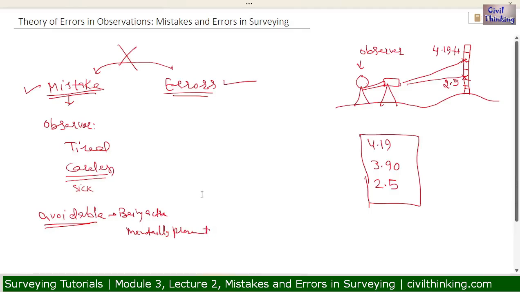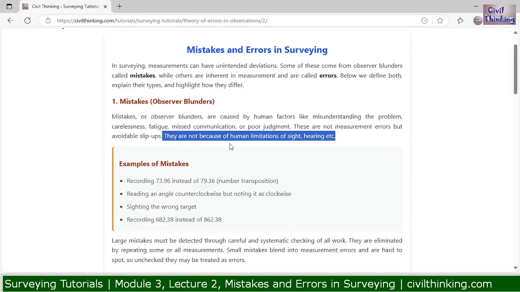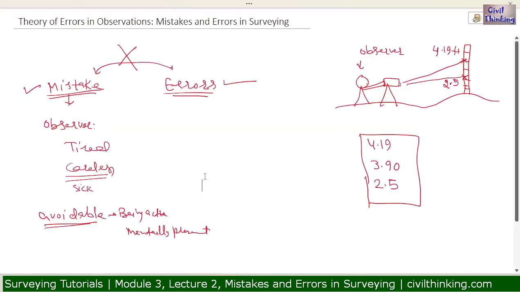So let's continue. The thing which I told you, they are not because of human limitations of sight. Now this is important, let me tell you. For example, originally it was 3.19 feet, but he thought it is 4.19. Now the question here is why? Why did he do that?